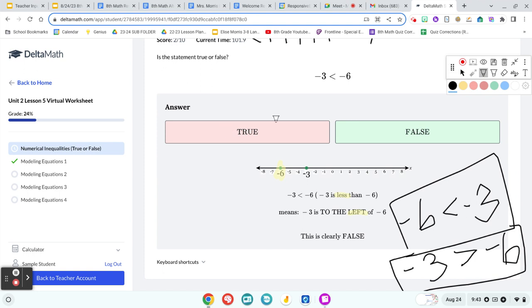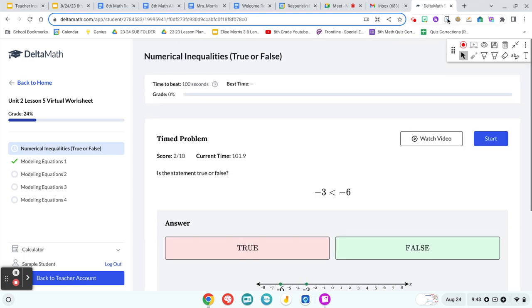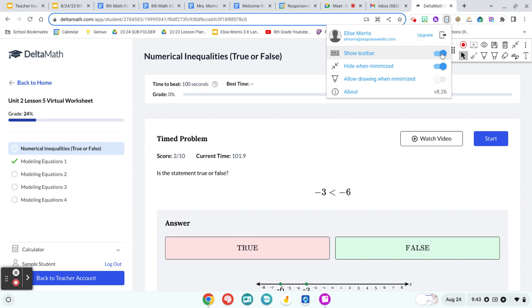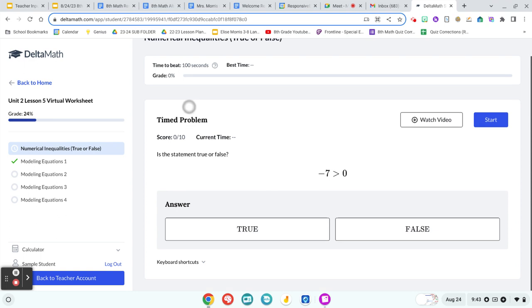I just wanted to show you that if you miss it, what do you need to do? Let's go look. Move my tools. Okay. So what do you need to do if you miss the question? Look at the answer, learn from your mistake, click start again, and we're going to start from scratch.